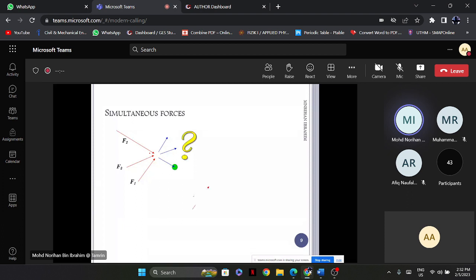So what is the actual direction for this particle? Look at the magnitudes of this F1, F2, and also F3. Let's say F1 is equal to 10 Newton.